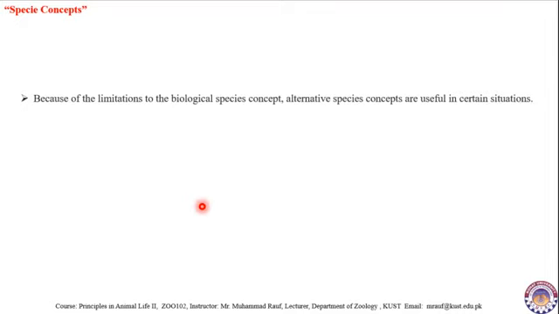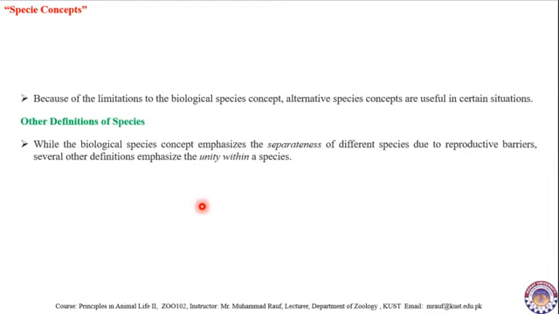So although this is the most favorite definition of the biologists and zoologists, because of its certain shortcomings, limitations, we will discuss some other definitions of species. Now, while the biological species concept emphasizes the separateness of different species due to reproductive barriers, several other definitions emphasize the unity within a species. So reproductive isolation is here the predominant criteria, that the members of different species cannot interbreed with each other and produce fertile offsprings.